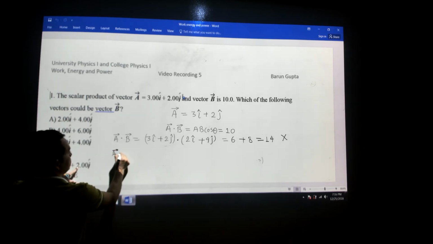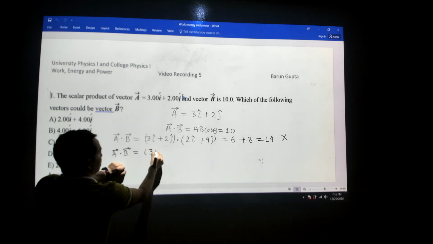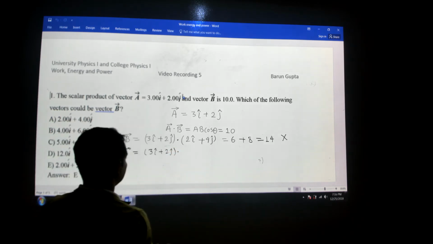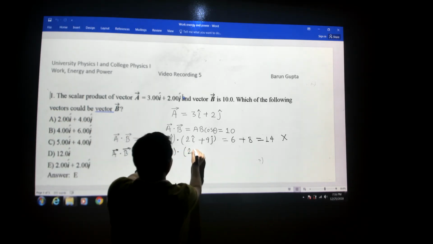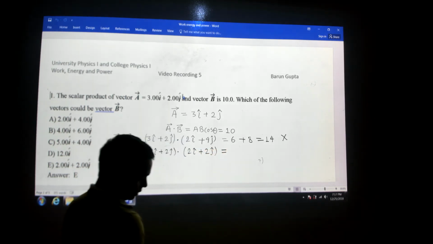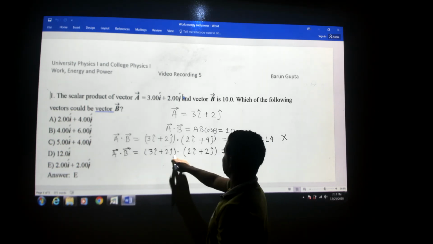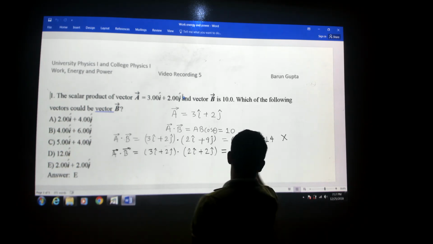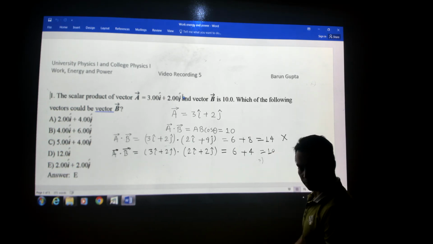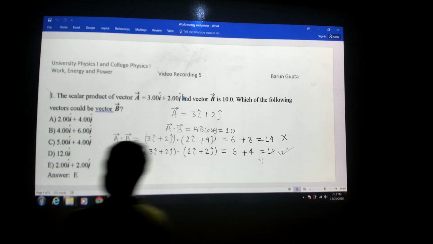The a vector times the b vector. Again, the a vector is 3i plus 2j, times 2i plus 2j. If you multiply, 3 times 2 is 6, and 2 times 2 is 4. What you get here is 10. So that means this is the correct option. In this case, the correct option is E.